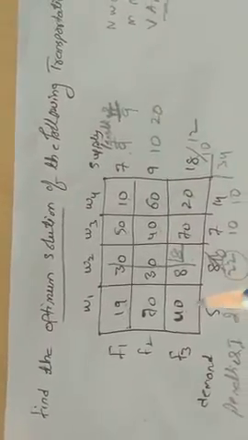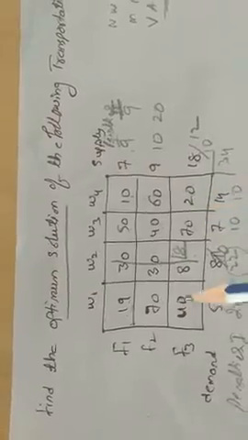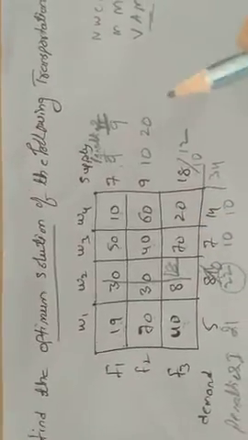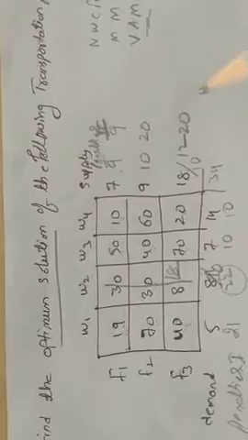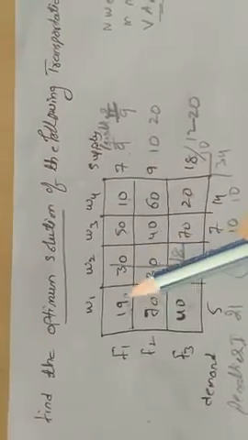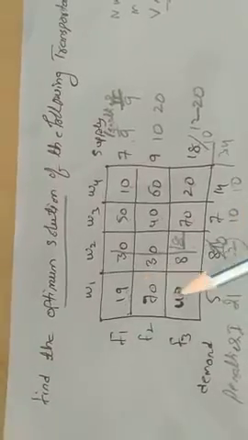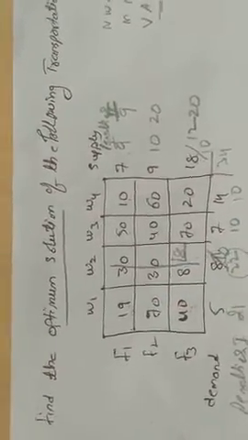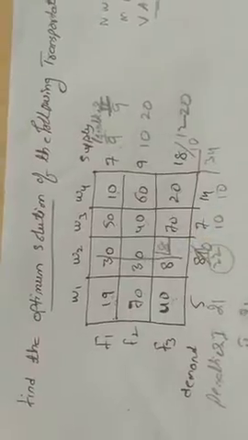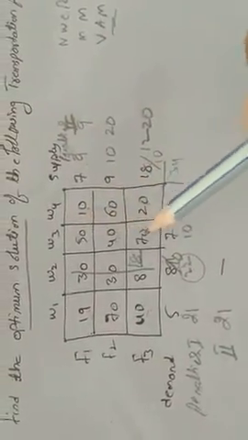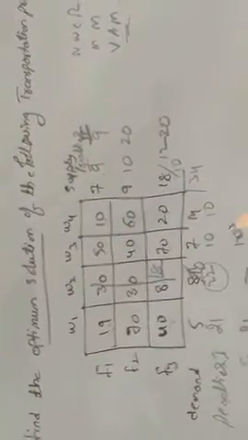60 minus 40. Next 40, 70, 20. So 40 minus 20, 20 is there. Okay, next is the 70, 19, 70, 40. 40 minus 19, 21 is there. Okay, ignore this one, we already eliminated this one. So next one is the 50, 40, 70. 50 minus 40, 10 is there. Next one, 10, 60, 20, 20 minus 10, 10 is there.